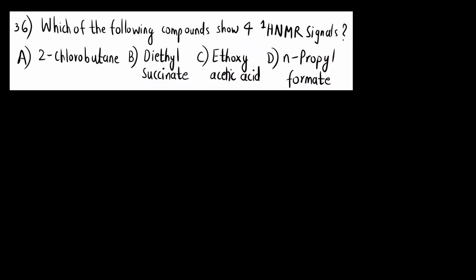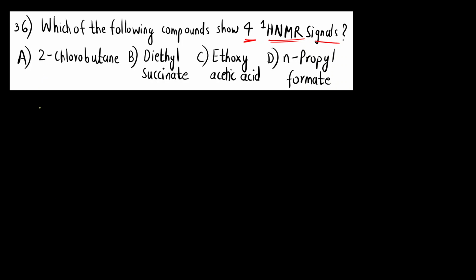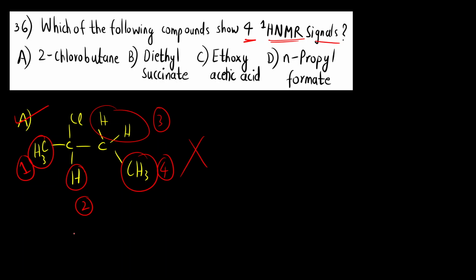Next one, which of the following compounds show 4 1H NMR signals? Okay, and IUPAC names are given, so it is very important that you know the IUPAC names. First one, 2-chlorobutane, CH3, CH, Cl, CH2, CH3. Why I've drawn like that, I will tell you. Let's count normally, it is 1, this will be 2, this will be 3, and this will be 4. If you have marked option A, that is going to be incorrect.